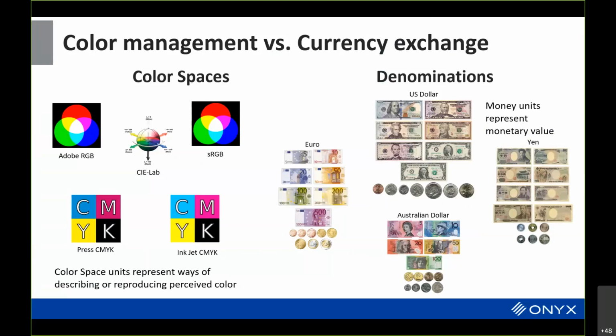You can have different ways of describing and talking about color. You can talk about display spaces like Adobe RGB or sRGB. You can talk about printing with inks. You can have an ink that's on an offset press, or an ink that's in an inkjet. And then you can talk about color in terms of its perceptual aspects like lightness, chroma, and hue. And different color space units provide different ways of describing and reproducing perceived color.